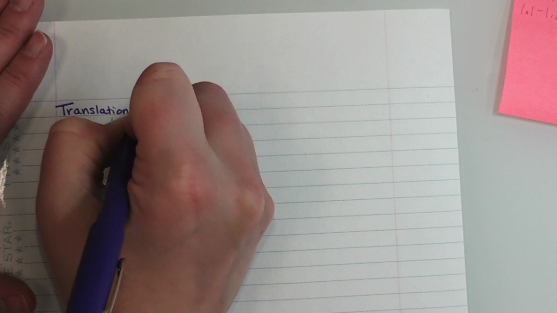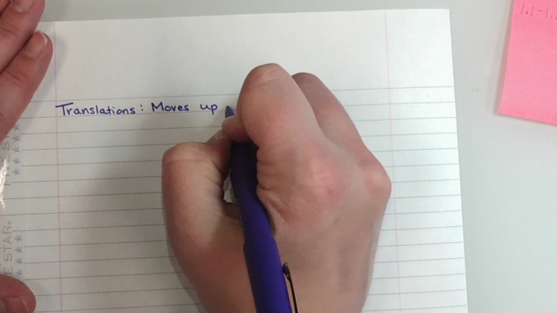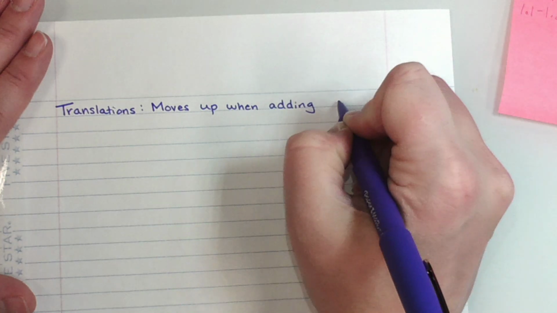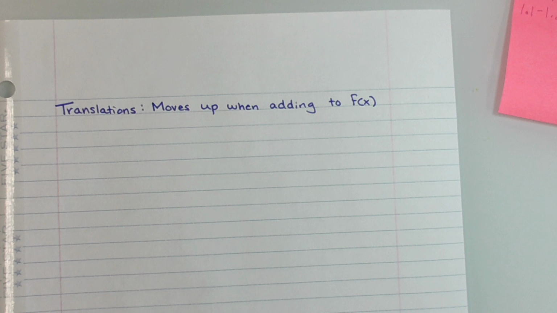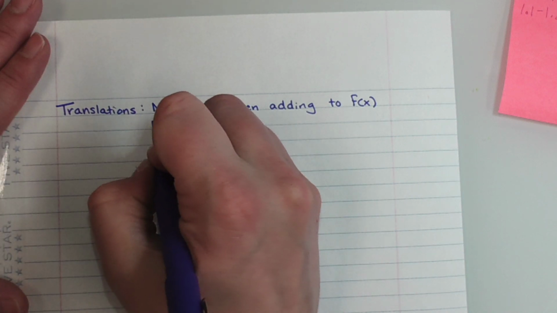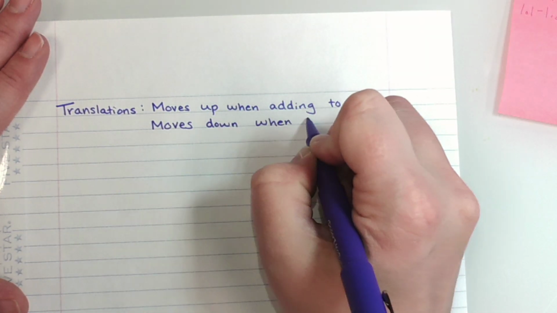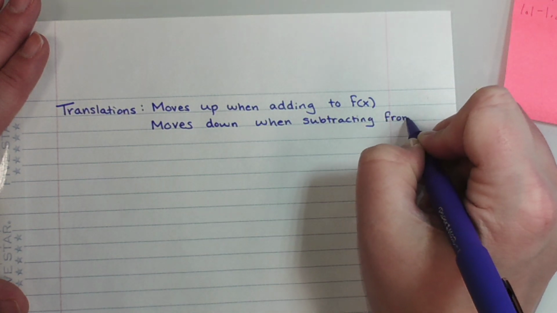When it comes to our transformations, specifically focused on the translations first. It moves up when adding to the function, and I'm just going to call it f of x rather than writing the function every time. And it moves down when subtracting from f of x.